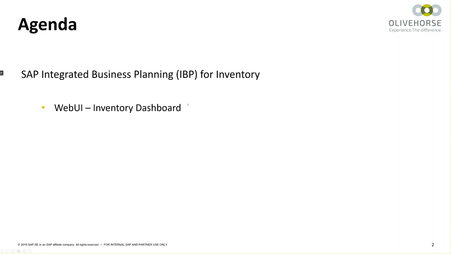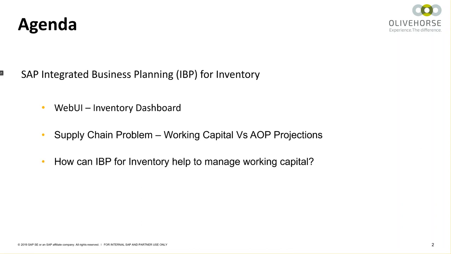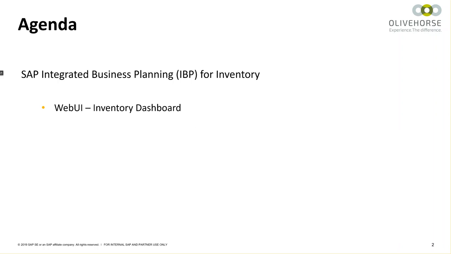The agenda for today's SAP Integrated Business Planning for Inventory is, first, I would be covering Web UI for inventory dashboard, followed by the supply chain problem we are going to assess, where I would be talking more on working capital versus AOP projections, followed by how IBP for inventory can help to manage working capital, followed by a live system demo. Over the next 5 to 10 minutes, I would be walking you through the first topic, which is Web UI for inventory dashboard.